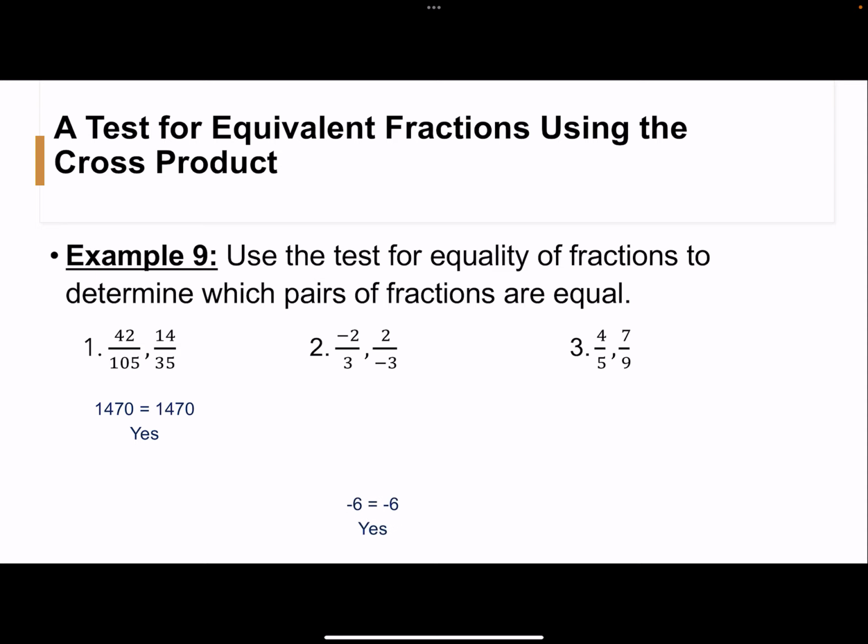Example 2, if I cross multiply, yes, -6 equals -6. And in the last example, 35 does not equal 36. So in this case, we would say that they are not equivalent. Very simple test to see if fractions are equal.